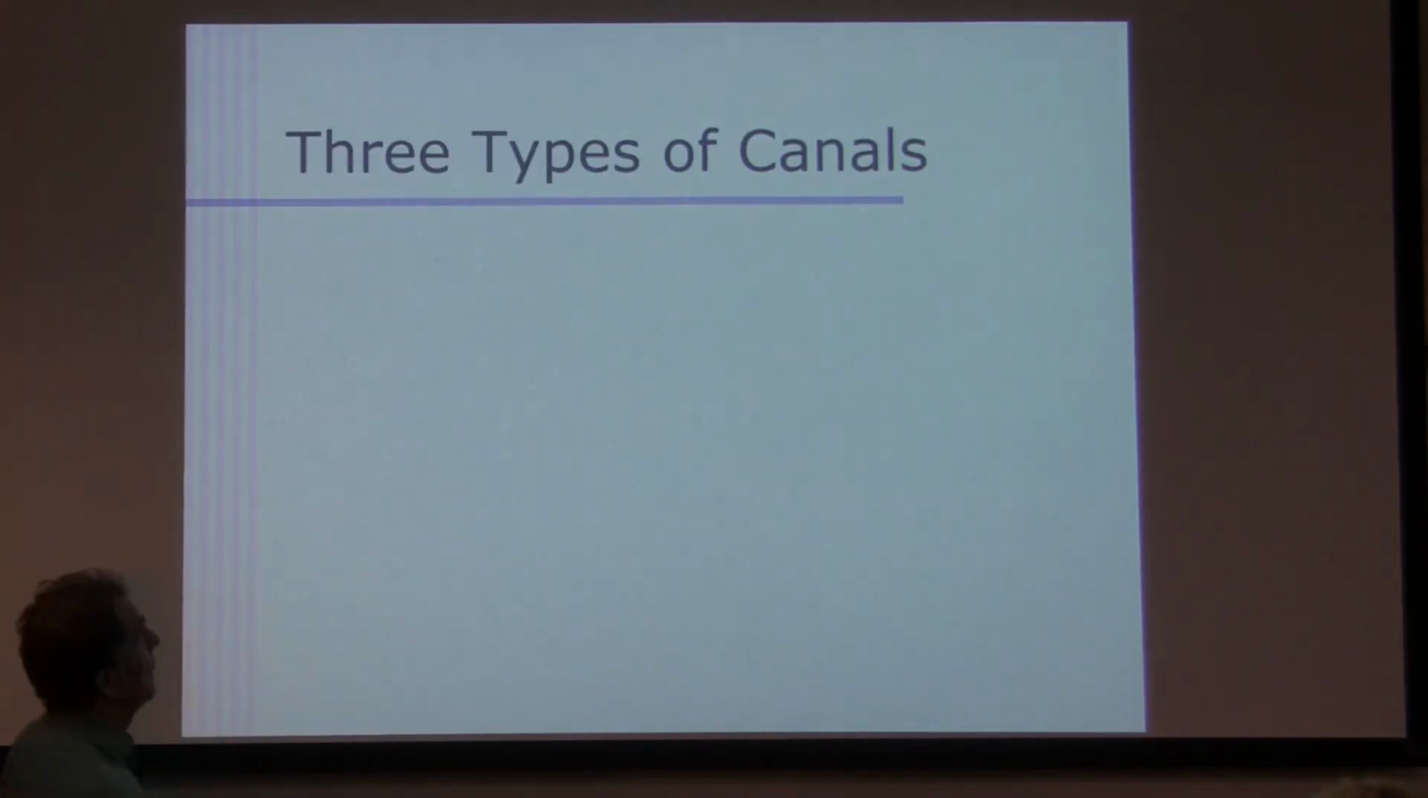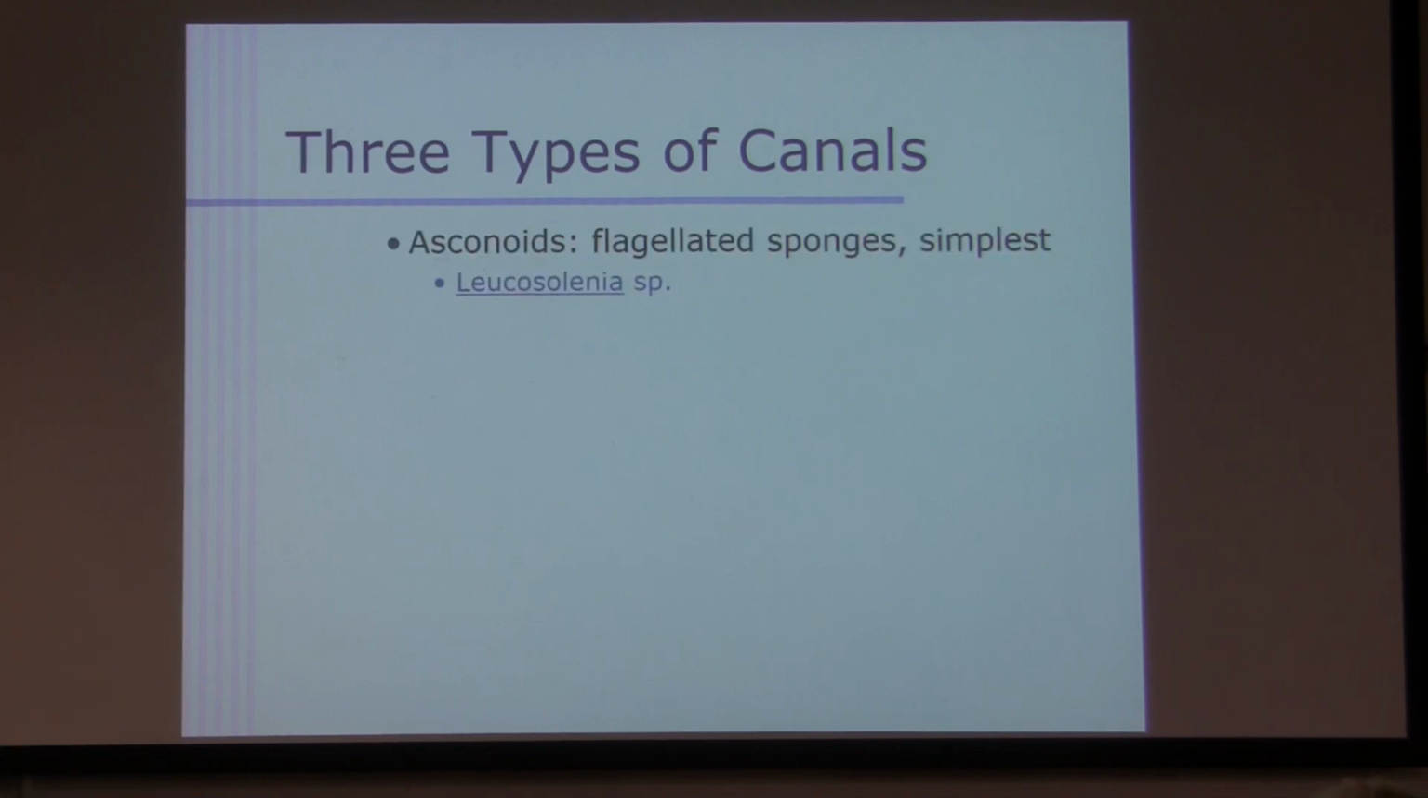Three types of canals, and you will see pictures of them. Asconoid, flagellated sponges, they're the simplest type of canals. Out of the three types of canals, they are the simplest one. Leucosolenia is the name of the species, which you do have in the lab. Am I making some sense? Yeah.